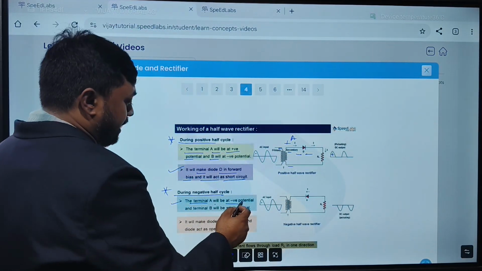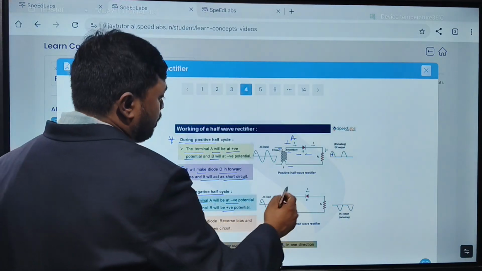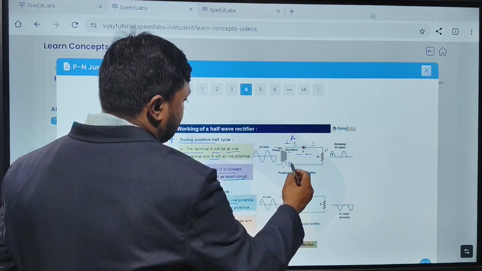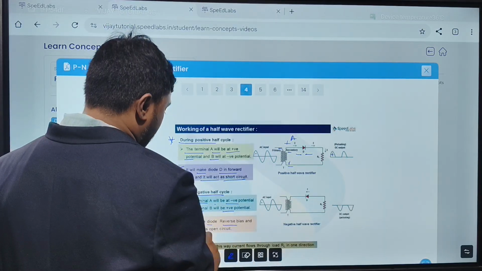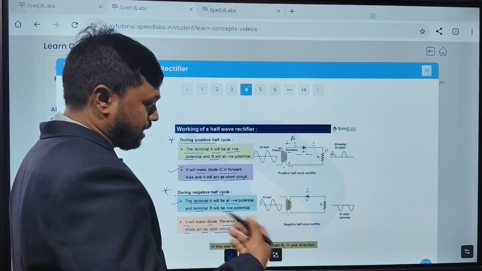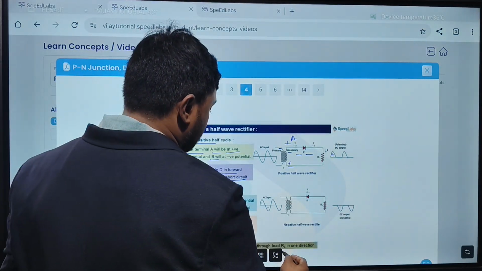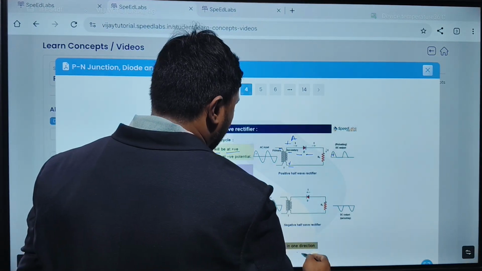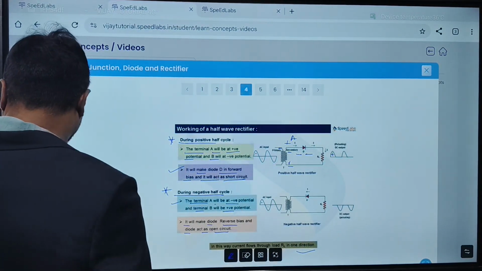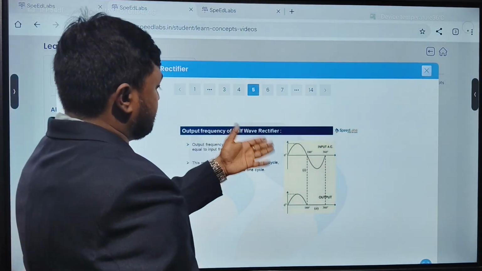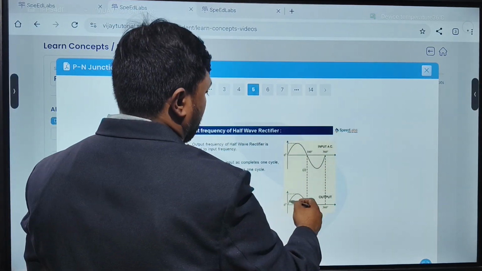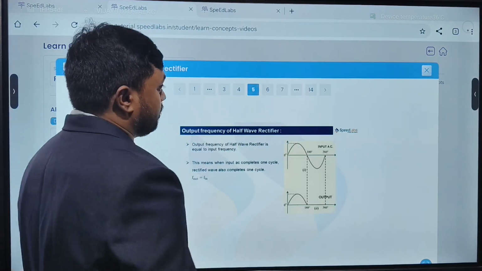So terminal A will be at negative potential and terminal B will be at a positive potential. It will make the diode reverse bias and the diode acts as an open switch or open circuit. In this way the current flows through the load resistor in only one direction. Yes or no? Is it clear? So this is the graph. Input is AC and output is DC.